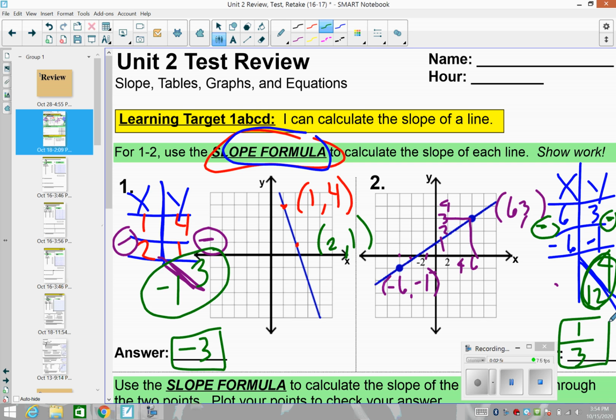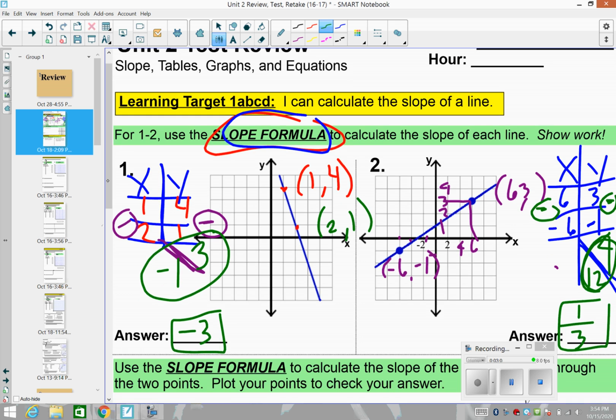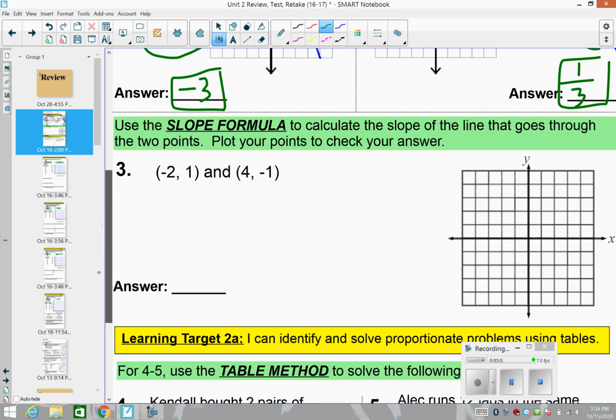Of course, you could run it and double check that you agree that the rise over run is 1/3. That's using slope formula. Go ahead, pause video at any time if you're stuck.